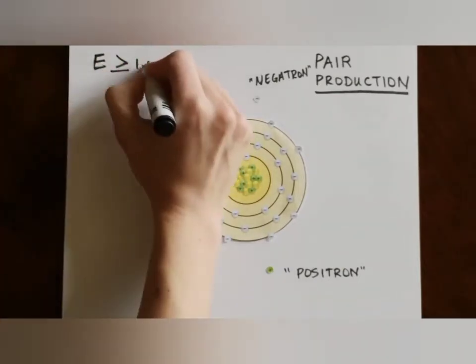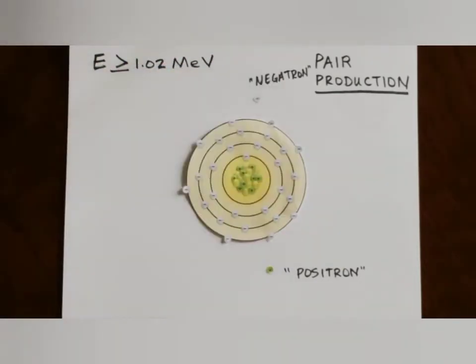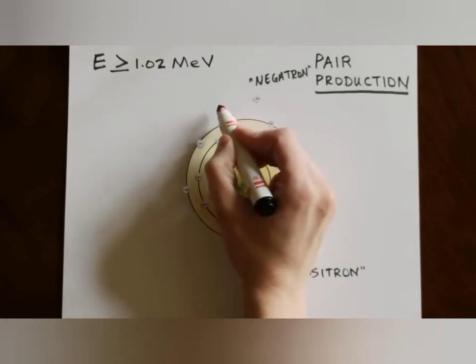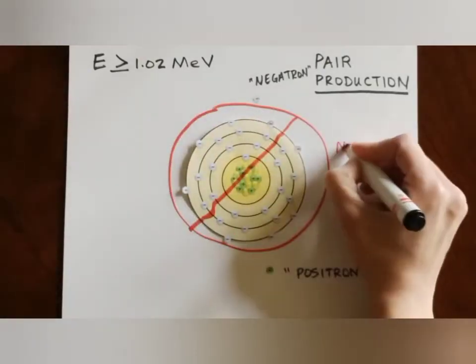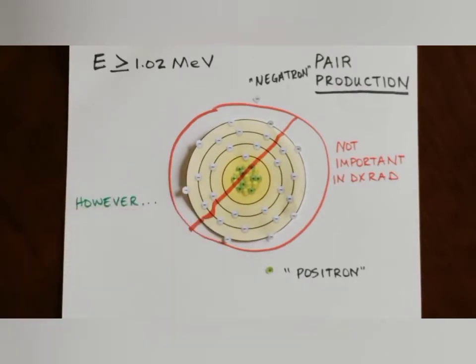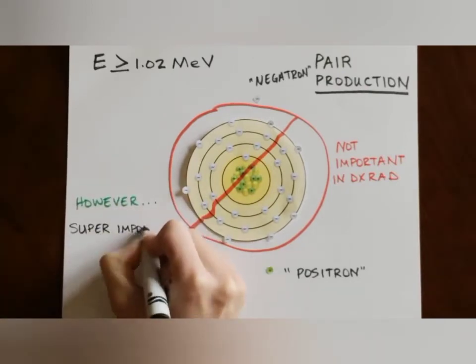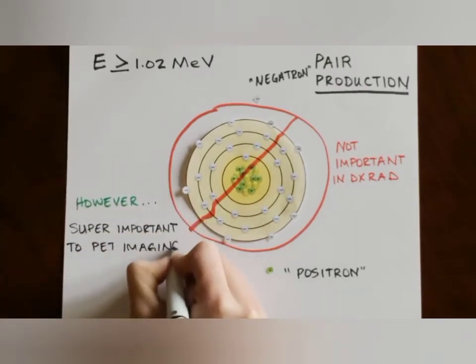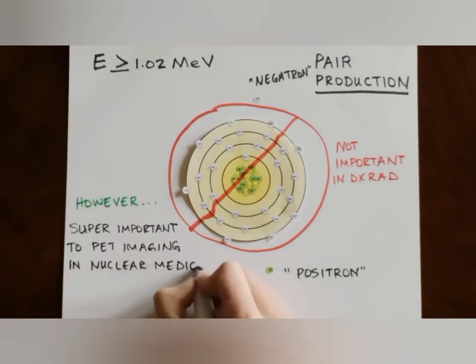Since the energy of the X-ray photon must be at least 1.02 megaelectronvolts, this interaction is unimportant in X-ray imaging. It does, however, have great importance to positron emission tomography, or PET imaging, in nuclear medicine.